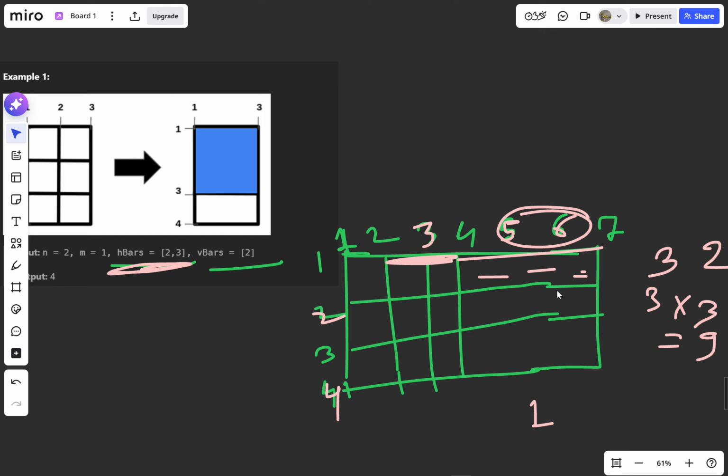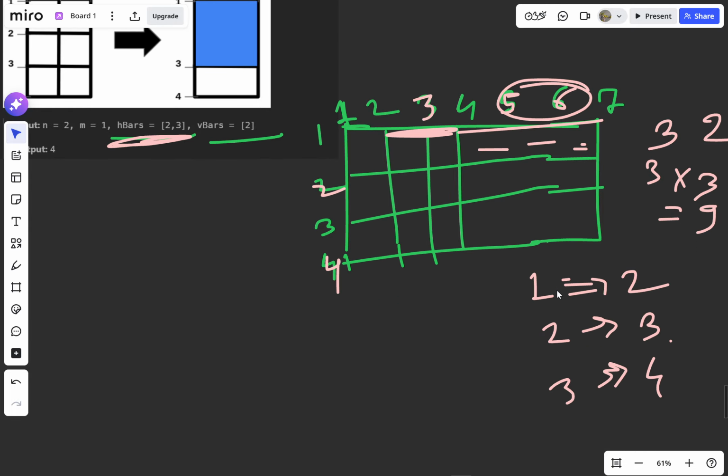So in this way, if we remove 1, we get length as 2. If we remove 2 we get 3. If we remove 3, we get 4. So in this way we get one more block. After removing n continuous lines we get n plus 1 length or breadth of that rectangle, of the empty rectangle. In this way we get n plus 1 size of the rectangle.